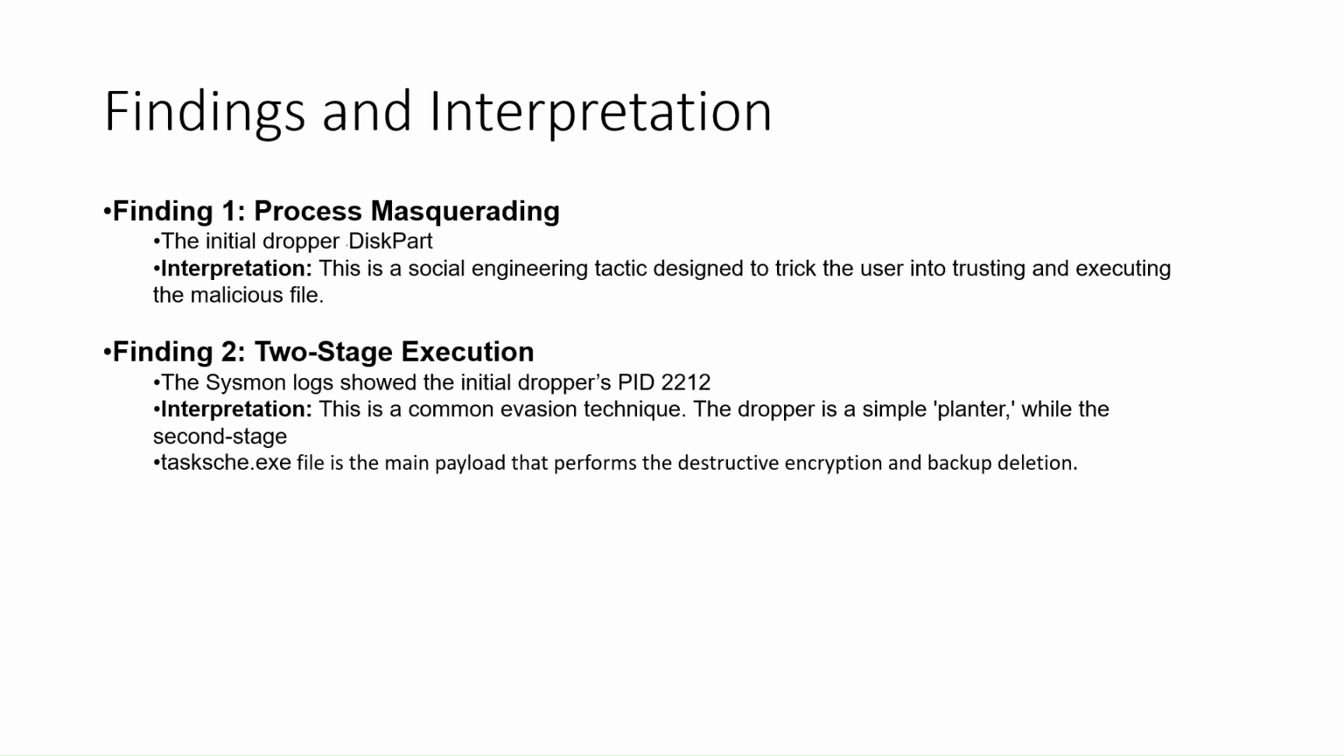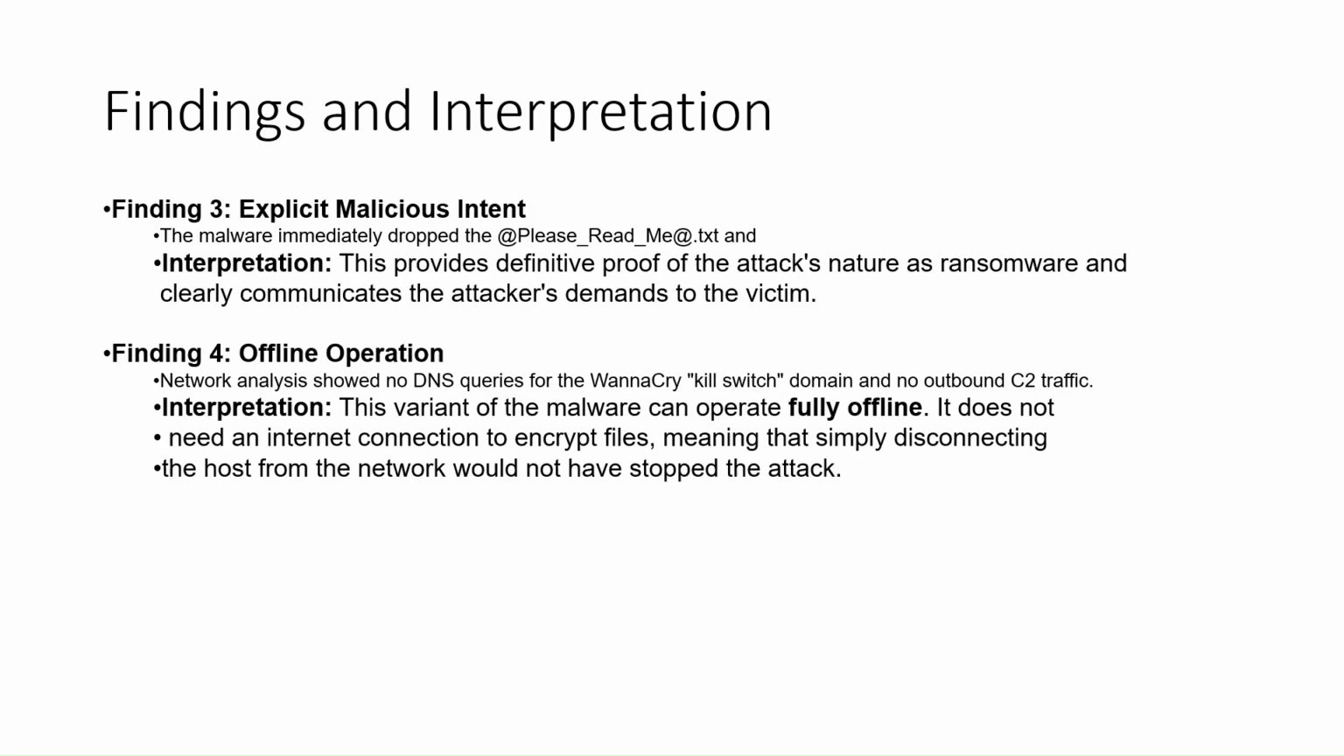From the evidence we collected, we had several key findings. First, we confirmed the malware's use of masquerading. The initial file was disguised as Microsoft's utility named diskpart. This is a classic tactic to gain the user's trust. Second, the logs revealed a clear 2-stage execution. The masqueraded dropper wasn't the ransomware itself. Its only job was to write the real payload, a file named task.sche.exe, to a temp folder and then launch it. The second process is what performed all of the destruction actions.